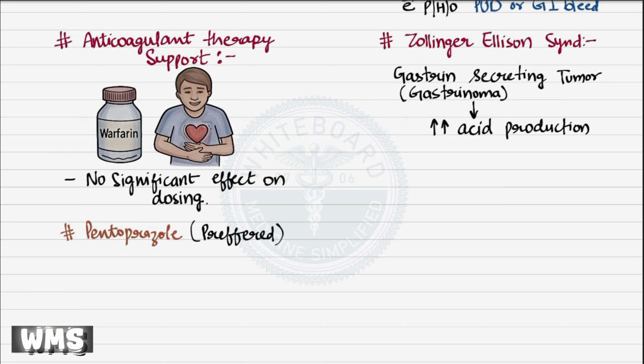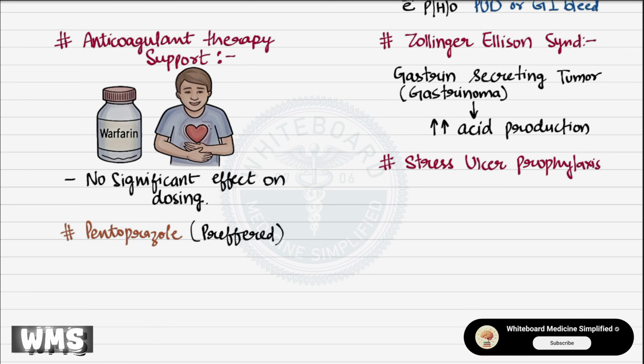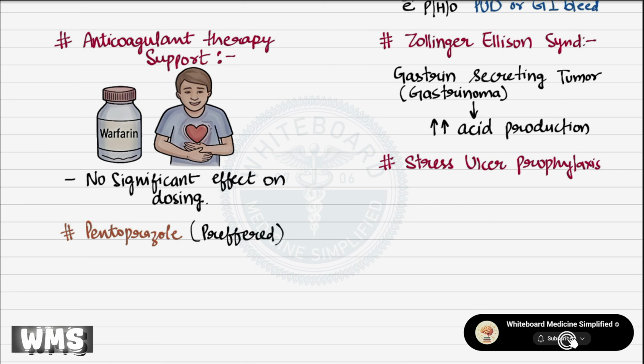Moreover, PPIs are frequently used in the management of upper gastrointestinal bleeding related to peptic ulcers and also for stress ulcer prophylaxis in critically ill patients. They may also be used in certain patients with dyspepsia and are sometimes given before anesthesia to reduce gastric acid secretion and minimize acid-related injury if aspiration occurs.